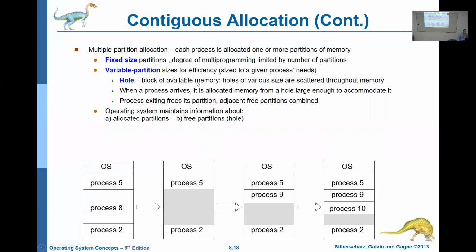What is a hole? A block of available memory. Holes of various sizes are scattered throughout memory. So in other words, this gray area is a hole, a place that's available. When a process arrives, it is allocated memory from a hole large enough to accommodate it. So particularly in variable size, if it needs a certain amount of space, we're going to look for a hole. In this case, just one hole here. Theoretically, there could be many. And we're going to look for one that fits, that we can squeeze it into. Let's say it only uses part of it. Then we're going to have a little leftover hole, which is very small. So here you see, process 9 comes and takes over some of the hole. Then process 10 comes, it takes over some of the hole, and the hole is getting smaller all along.